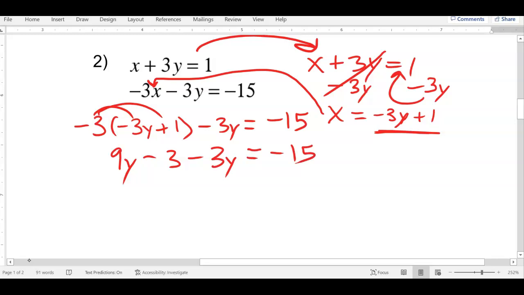Next step, if I have more than one like term, I want to combine like terms. What terms can I combine there? The y's. Okay, so the 9y and the -3y. What's 9y minus 3y? What's 9 minus 3?